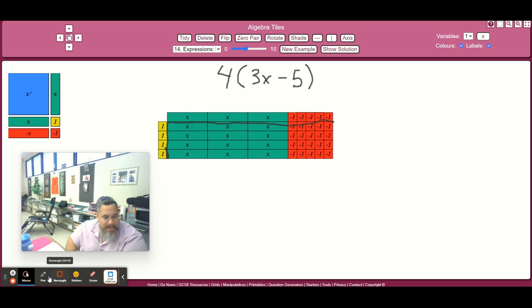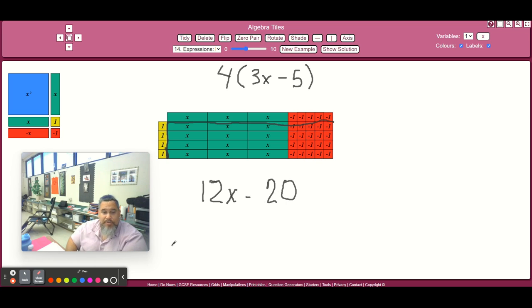Fill it in. And our answer is 1, 2, 3, 4, 5 times 3 is 15. No, 4. I almost made the same mistake. 1, 2, 3, 4 times 3 is 12. 12x. And then over here we have 1, 2, 3, 4, 5, 4 rows of it. That's negative 20. All right, make sure you draw that. Do it on the mat and draw it on your paper.